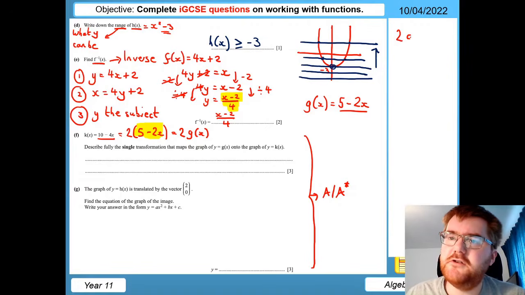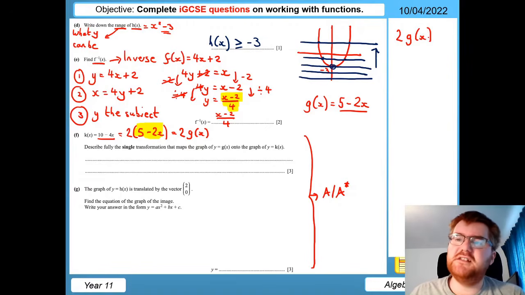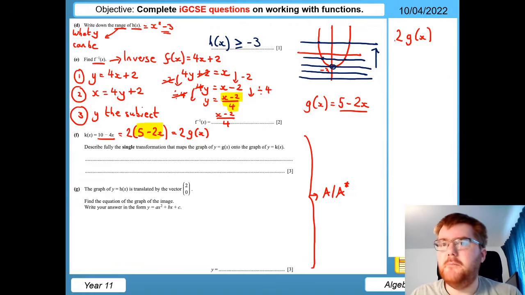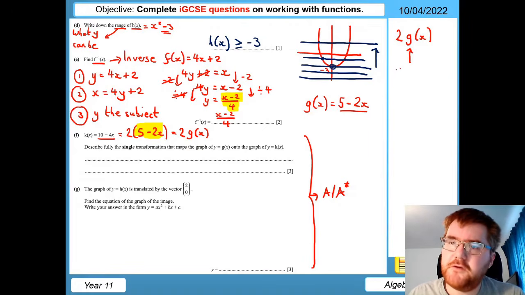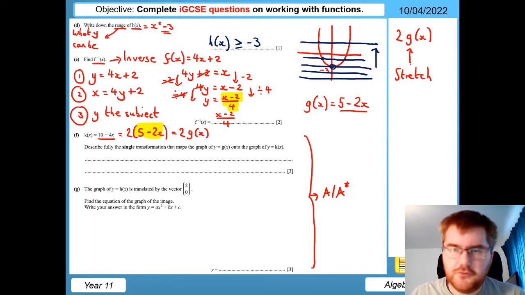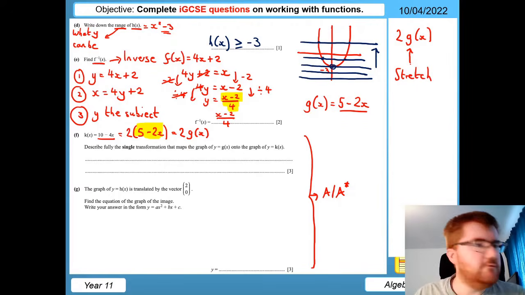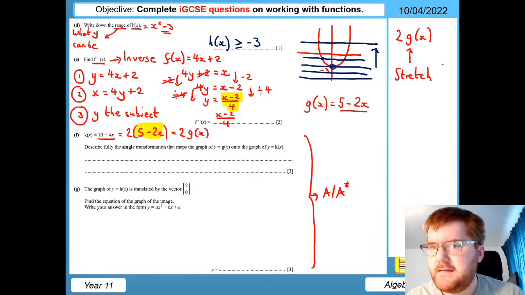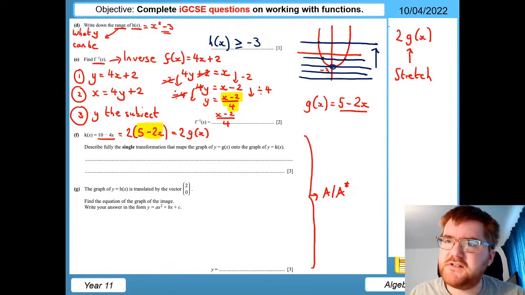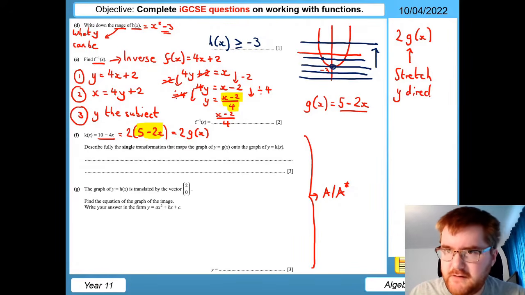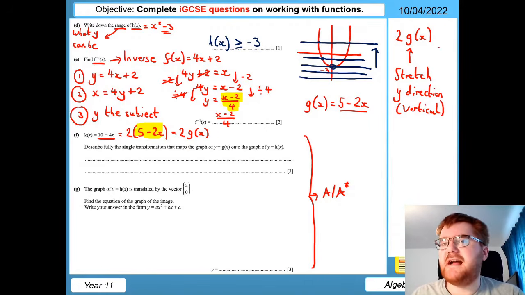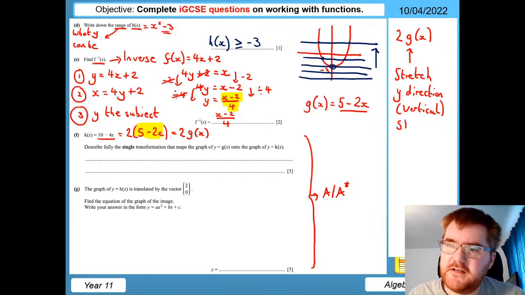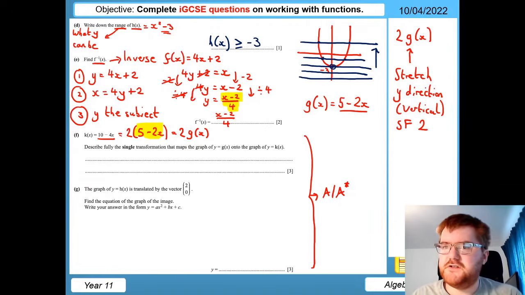So if I write 2g of x, what transformation does this signify? Well, whenever you're multiplying a number by a function, you know that means some kind of stretch is involved. And if you're not sure where this knowledge has come from, then just check out Transformations of Functions IGCSE on YouTube. You'll find a video that goes exactly through it. Now, because the 2 is outside the function, we have a stretch in the y direction, so vertical direction. So I'll put vertical in brackets. And because the 2 is outside the function, the stretch factor here will be a factor of 2.